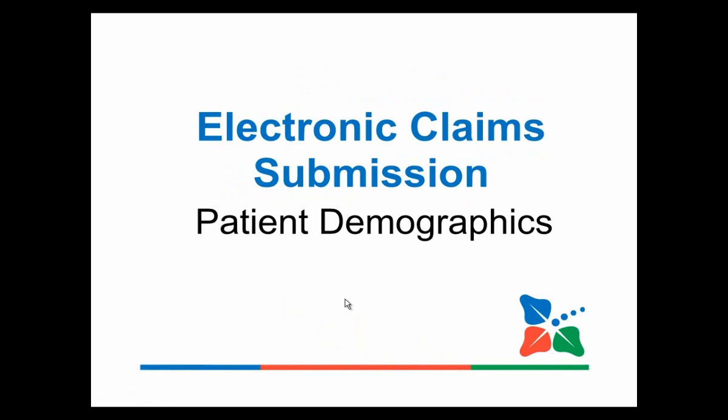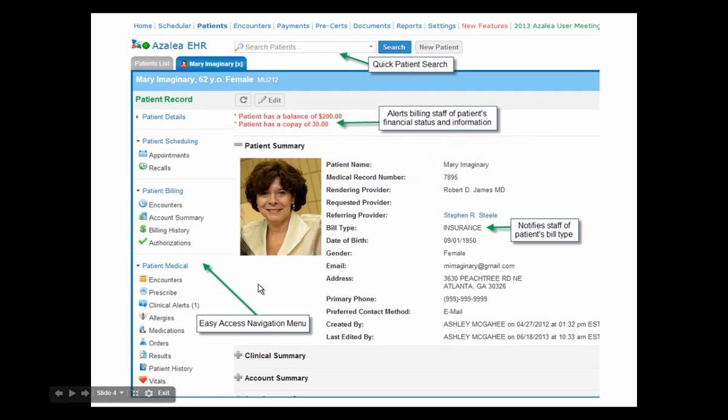One of the first things I look at as a revenue cycle account manager when I'm preparing to submit a batch of claims is the patient demographics. So let's go ahead and dive into the patient demographic dashboard. Here we have the quick patient search feature, which will allow you to quickly pull up a patient by their name or their patient ID.